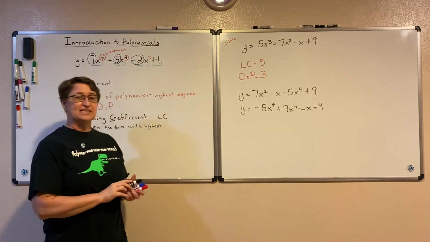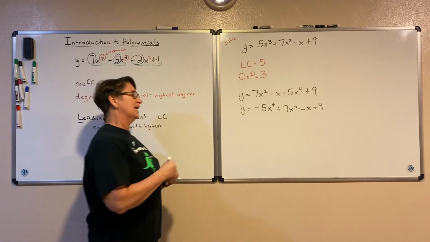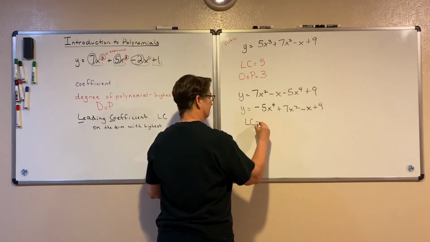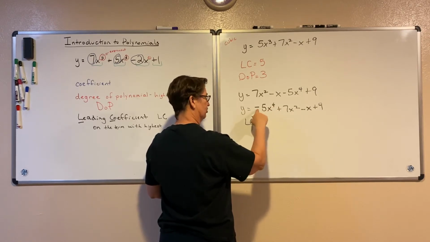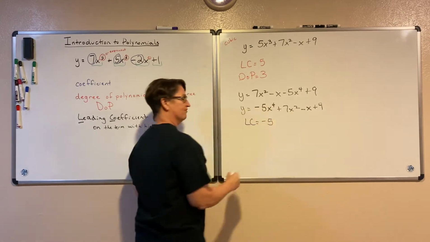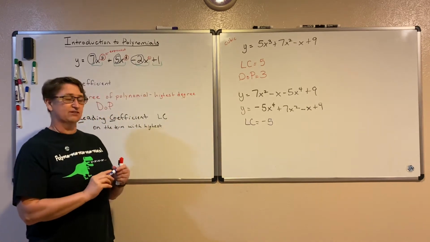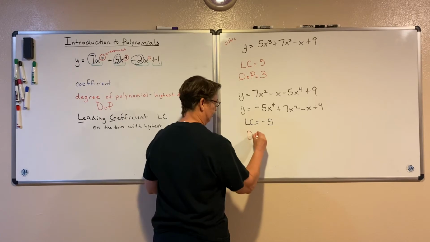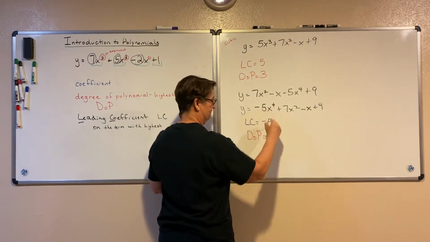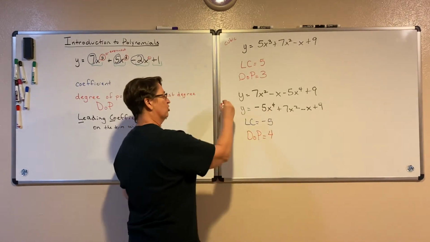Now I have it in descending order, so my leading coefficient is the one on the variable with the highest degree, which is a negative 5. So my leading coefficient in this case is negative 5, and my degree of this polynomial is 4. We say it's a quartic.